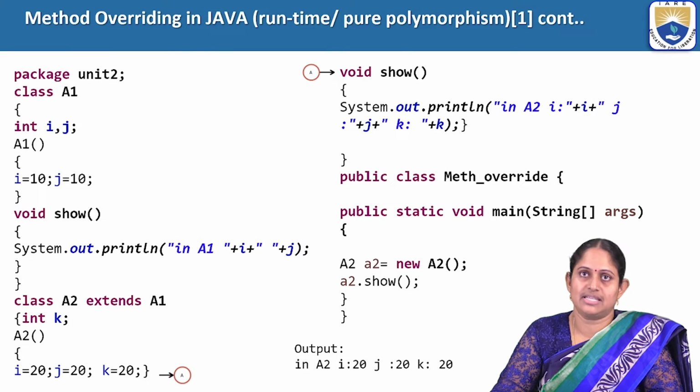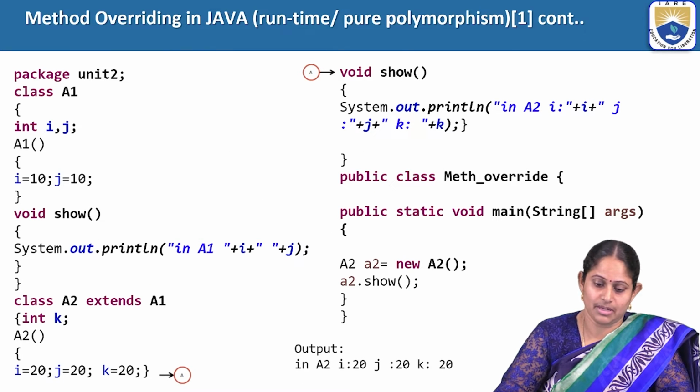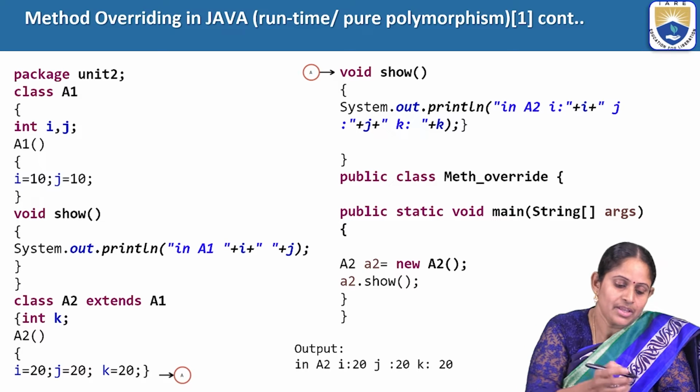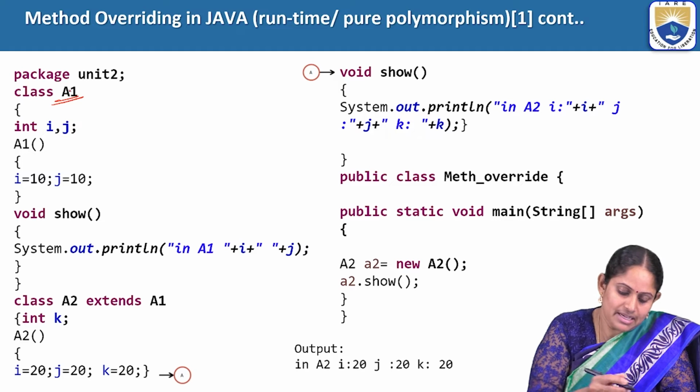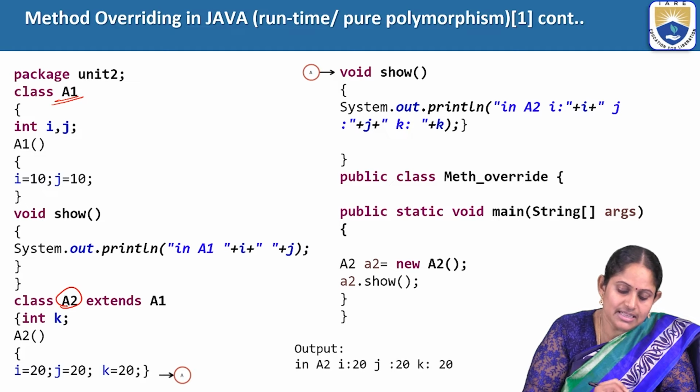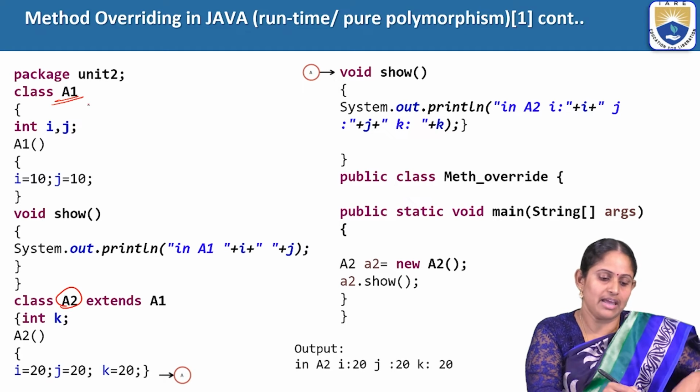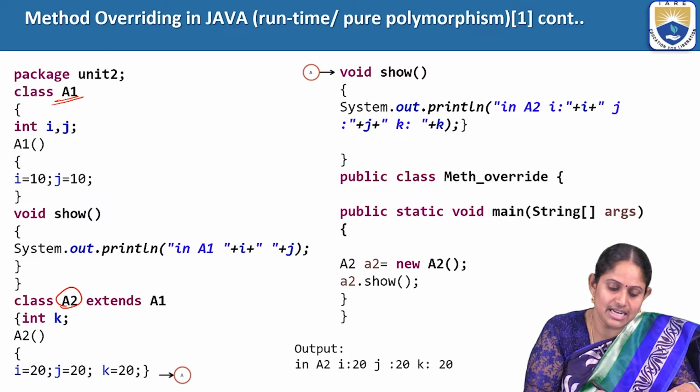Now let's look into an example of runtime polymorphism or overriding. So we have a class named A. This is the parent class. From this, we are extending the child class A2. We have the parent class and we are extending the child class.